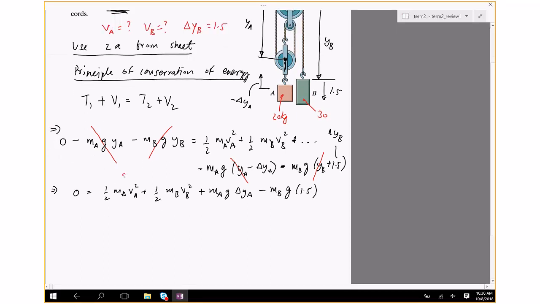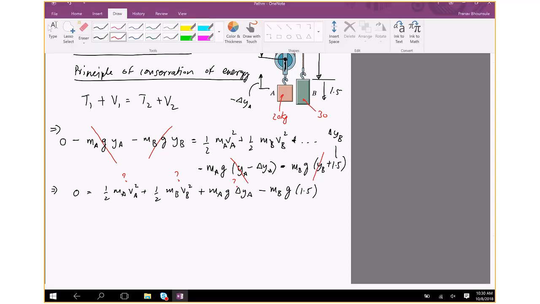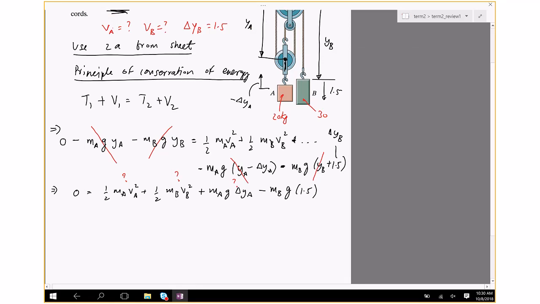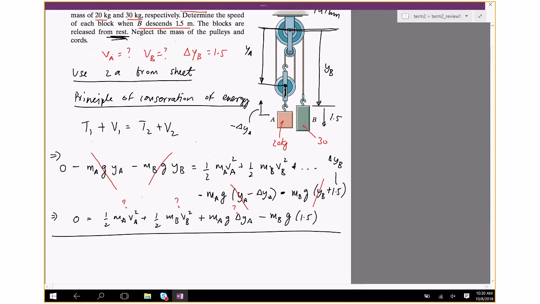Okay, v_A is an unknown, v_B is an unknown, delta y_A is an unknown, and so I have a single equation with 3 unknowns. I would not be able to solve that equation unless I get extra equations. So here's where you're going to realize that now it's a kinematics problem. You're going to figure out a relation between them, and this is where what you learned in the previous chapter 12, your previous exam, comes in handy. So this involves finding the length of the cable and then differentiating it to get an expression. So let's find an expression for the length of the cable.